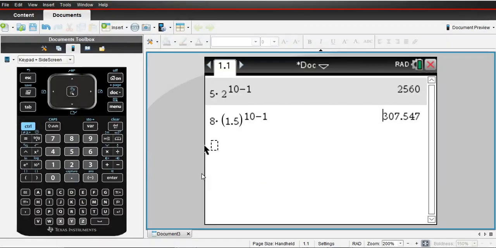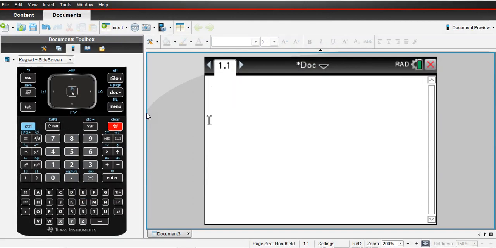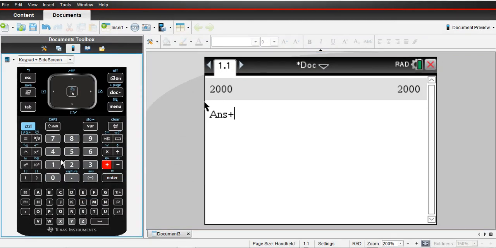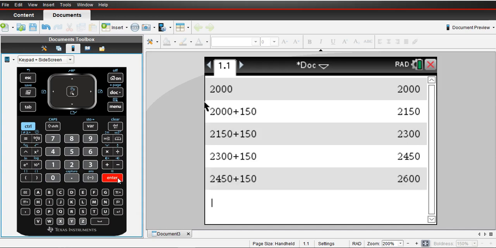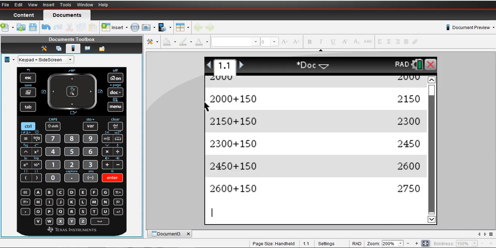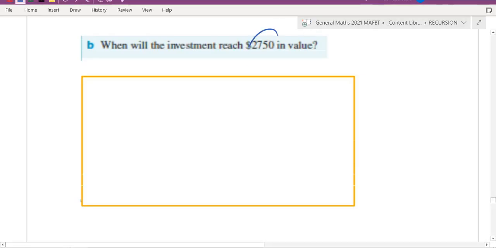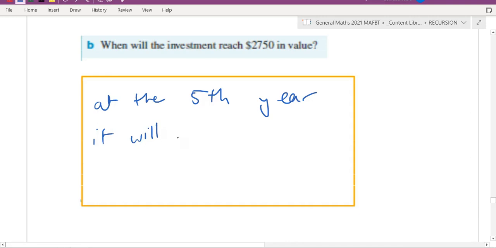So if you get your calculator out, and you start with 2,000, so that's the starting term. And then to get the next term, remember it was plus 150. So that's year 1, 2, 3, 4, 5. And we're asking for what year will it reach 2750. So basically at the 5th year, it will reach 2750.